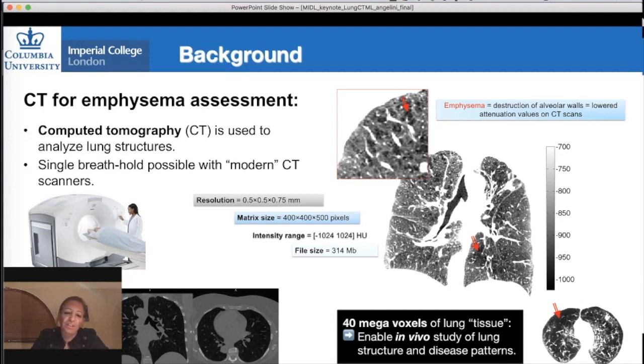If you talk to clinicians, they tell you that you have 40 megavoxels of lung tissue to look at in a single scan, and that should enable in vivo study of lung structure and disease patterns. And in particular for emphysema, this is an illustration of a subject where you can see those small pockets of air, which correspond to regions of emphysema, and this can be small like this, or this can be much larger, as in this example here in the bottom.